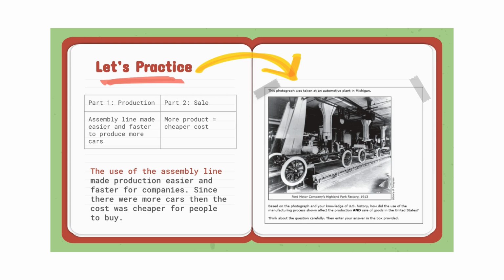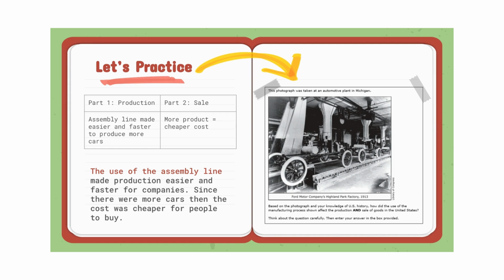Our example notes that the assembly line made it faster and easier to produce more cars. Part 1. We also know that basic principles of economics dictate that more product equals a cheaper cost, so the sale of the cars would be cheaper. Part 2. It is important to note that our example here does not list all possible answers. You may have thought of other points to emphasize. The goal is to clearly explain how the production and sale of automobiles was impacted by Ford's assembly line.